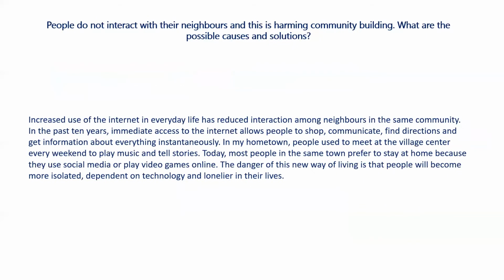The band score 9 student, he wrote, "Increased use of the internet in everyday life has reduced interaction among neighbors in the same community. In the past 10 years, immediate access to the internet allows people to shop, communicate, find directions, and get information about everything instantaneously. In my hometown, people used to meet at the village center every weekend to play music and tell stories. Today, most people in the same town prefer to stay at home because they use social media or play video games online. The danger of this new way of living is that people will become more isolated, dependent on technology, and lonelier in their lives."